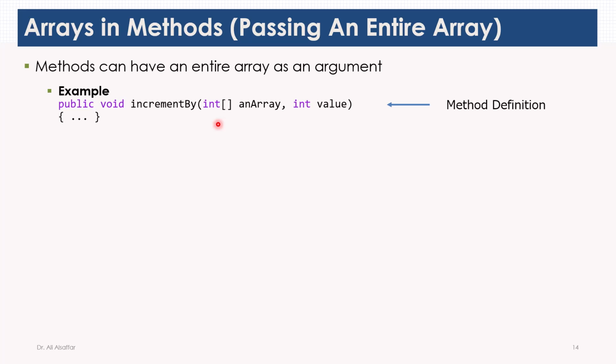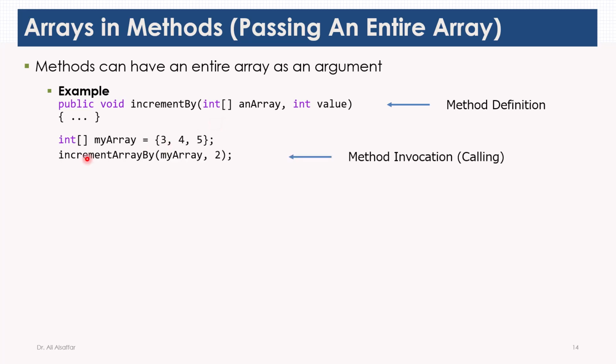Now, how to call this method? Imagine you have an array of integers that is initialized with the constants 3, 4, and 5. And now, how to pass this array as an actual parameter to the method? Simply write just the name of the array. You don't need to specify brackets. You don't need to specify the length of the array. All that you have to do is simply supply the name of the array.